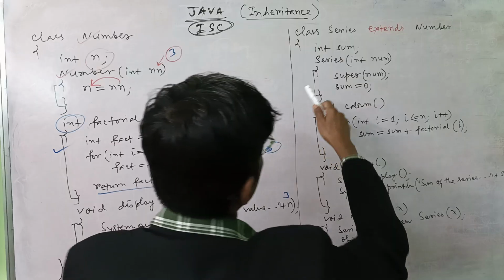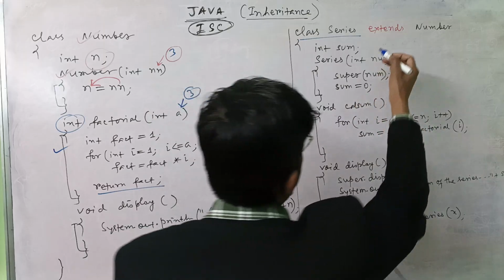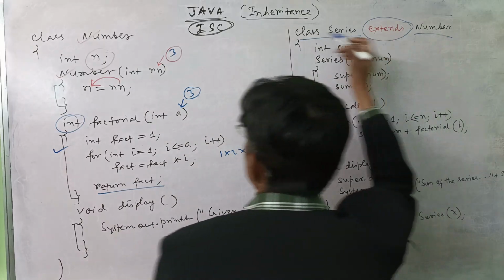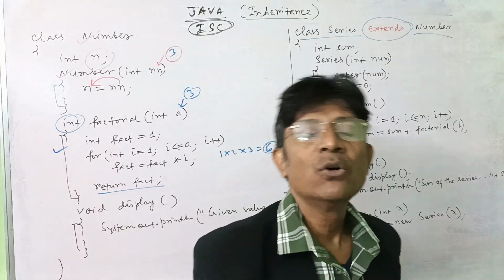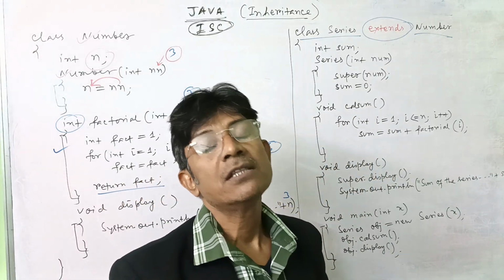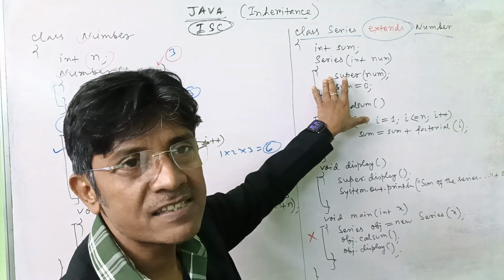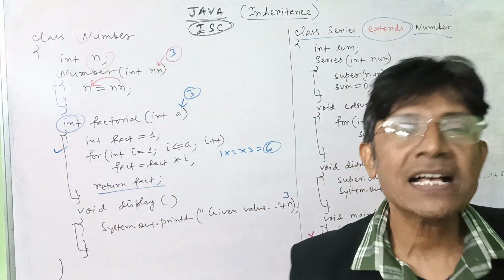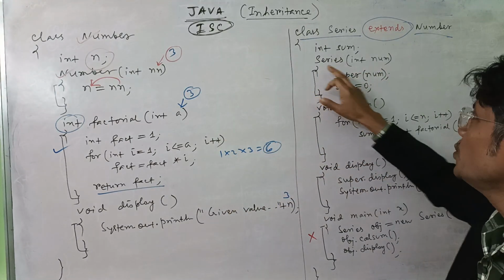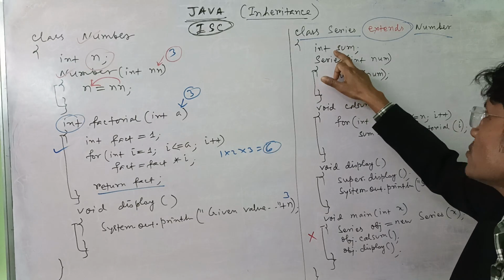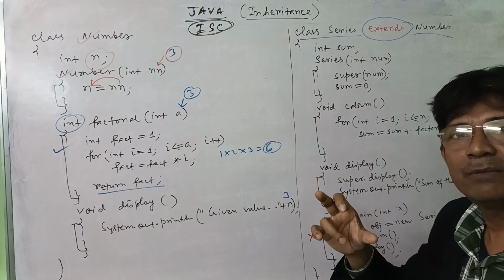Whenever we are doing this, you see class series. Class series means another class, and you are extending, that means extends number, so this class is connecting with that class. The extends keyword will help you to use the previous class, the super class. In this class there is a constructor, and in that class there is a constructor. If we have to pass any value to the super class, we have to pass it from this constructor. There is one global variable, sum equal to 0, where the sum of the series will come.